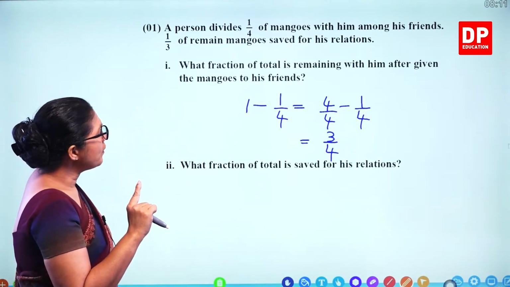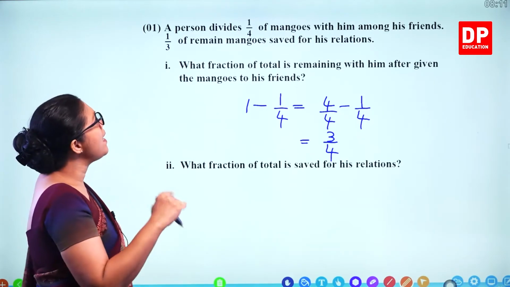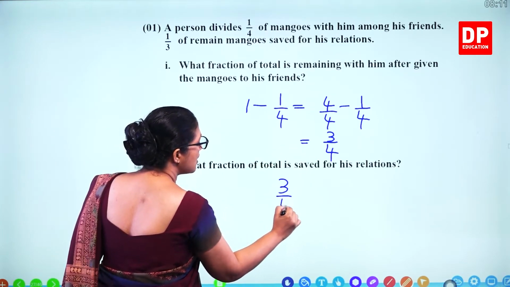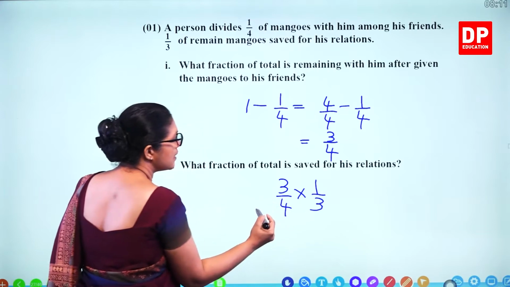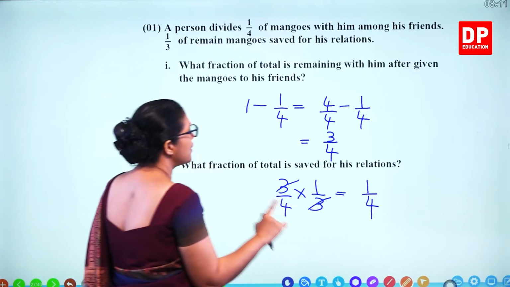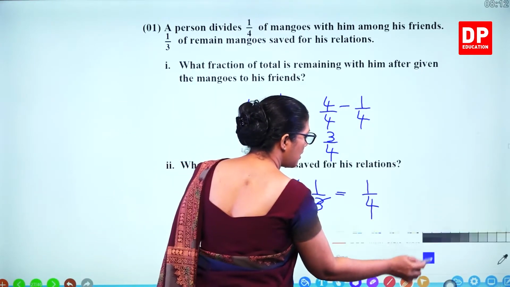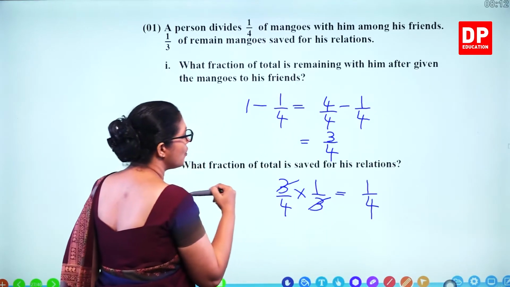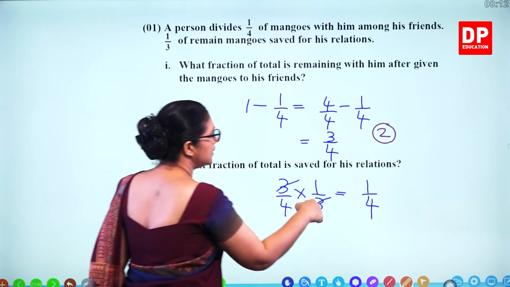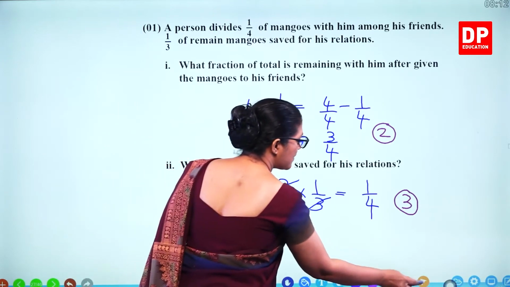What fraction of total is saved for his relations? 1/3 of remaining mangoes. So remaining mangoes 3/4, 1/3 of that. So 3 get cancelled out. So that's 1/4 saved for his relations. So how many marks for these 2 steps? You are getting 2 marks for this and 3 marks for this step. So let's take the next one.